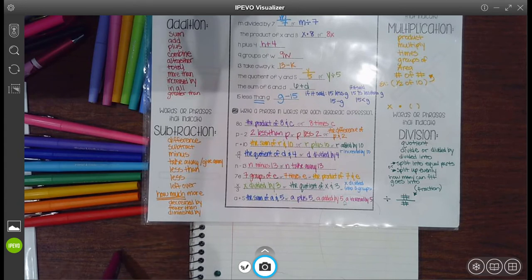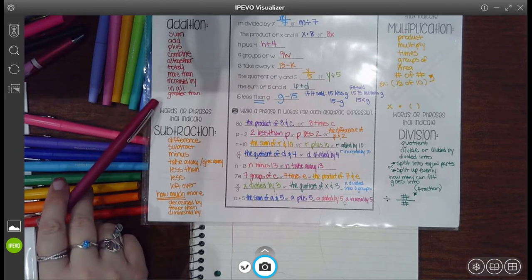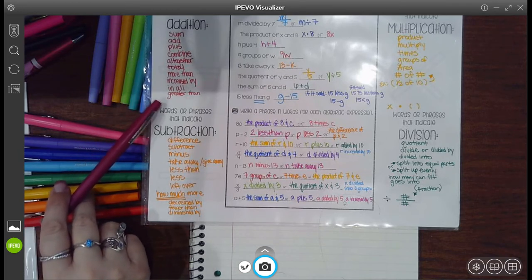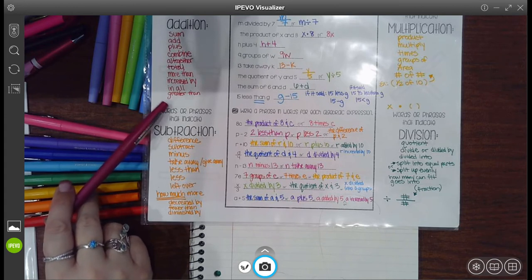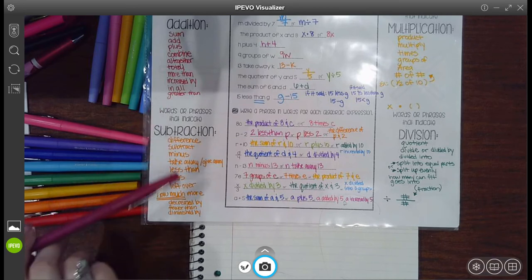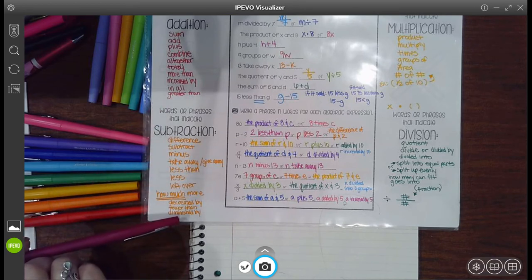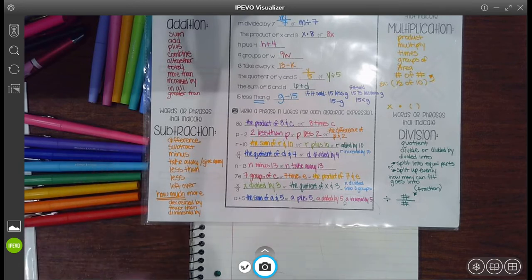Another one that you might want to add to your addition list is deposit. If you deposit money into a bank, you're adding to your account. Deposit would be a good addition word. And then withdraw would be a good subtraction word to add. So even though it's not on this list, there's so many other words that aren't included on here. So withdraw might be a good word to add to the subtraction list.